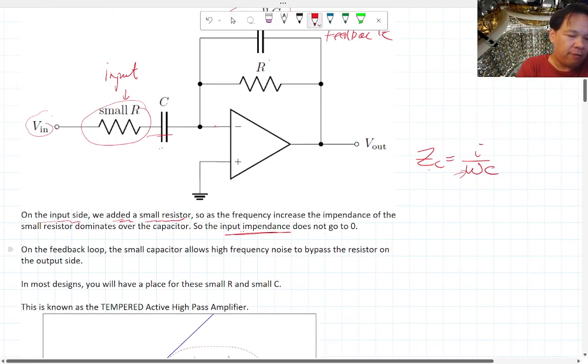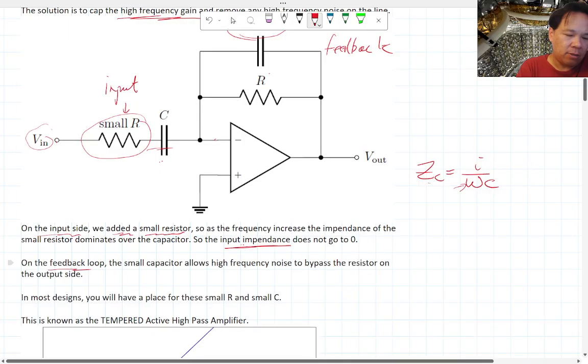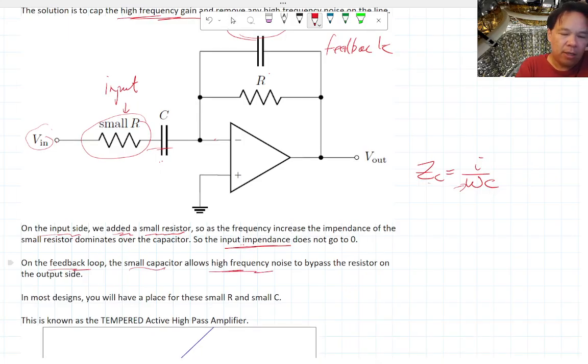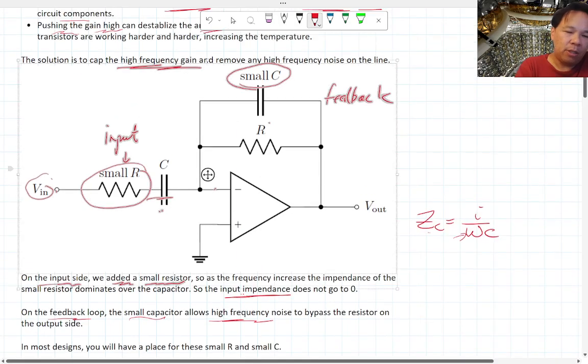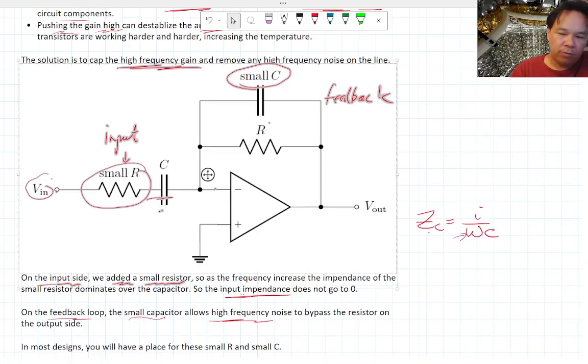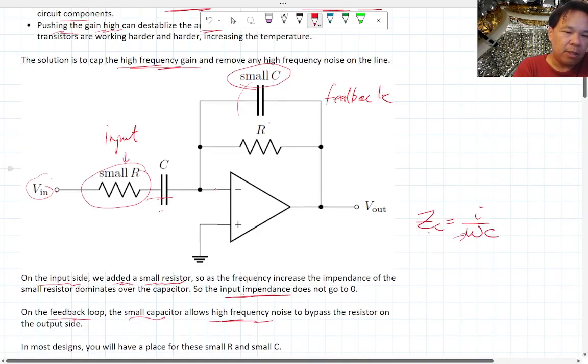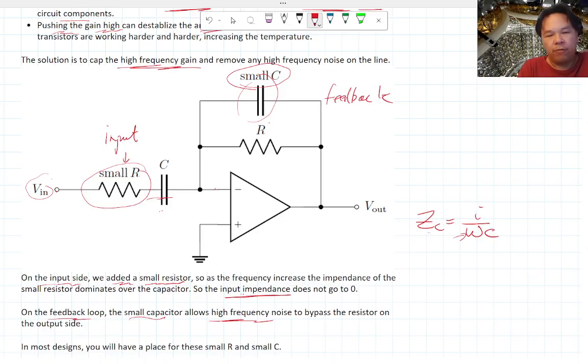Okay, on the feedback loop, why do we add this little capacitor there? That little capacitor basically allows high frequency noise, either from the input or the output, to bypass the resistor. Get rid of this. Because as we said before, the impedance of the capacitor goes to 0 at high frequency. So this is basically a way to have a high pass filter that has some high pass cap to it that you cannot go over.